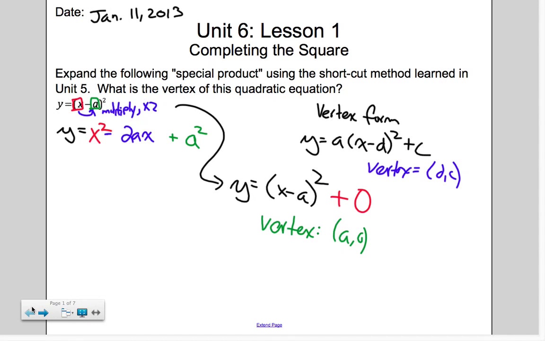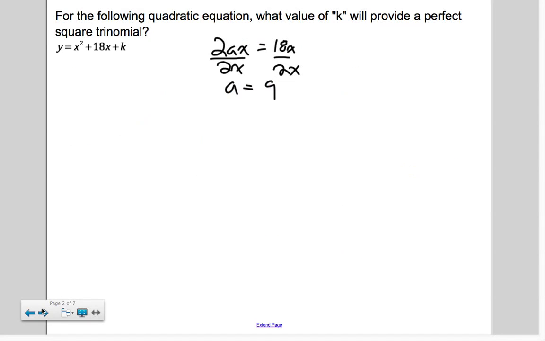x squared, a squared, and this thing in the middle, right? So this thing in the middle here is 18x. In our general equation, it's really 2ax, right? What's happening really is you're taking this middle number, 18, dividing by 2, and then you're squaring it. So a squared is equal to 81. So therefore, y is equal to x squared plus 18x plus 81 is our perfect square.